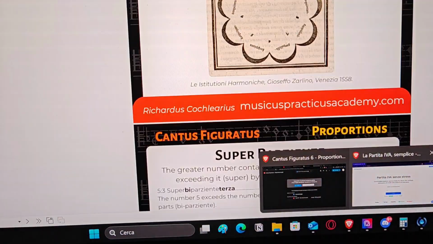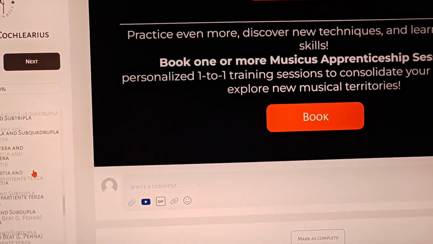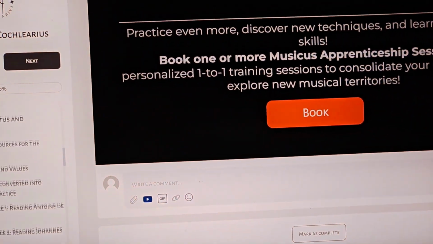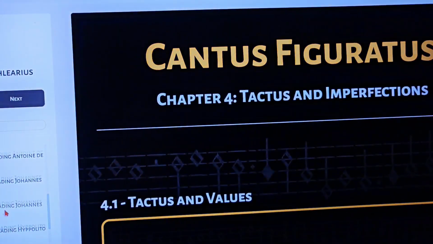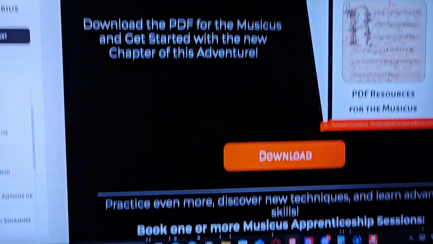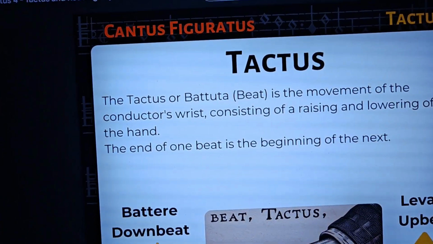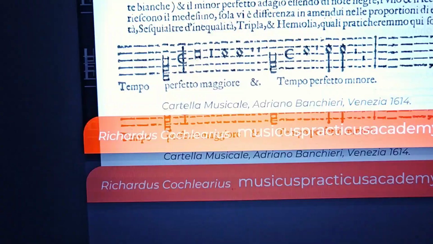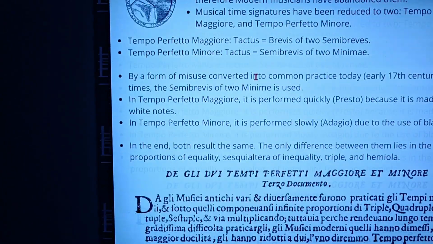Now, the other part of the question is about the misuse converted into common practice. This is a very interesting topic, because you may say, but it's very weird to beat some Palestrina's music, for example, with the tactus semibrevis, so the alla brevis, even when we have the cat. This is true, and Adriano Banchieri says this very well in a certain point here, when he talks about this misuse converted into common practice.